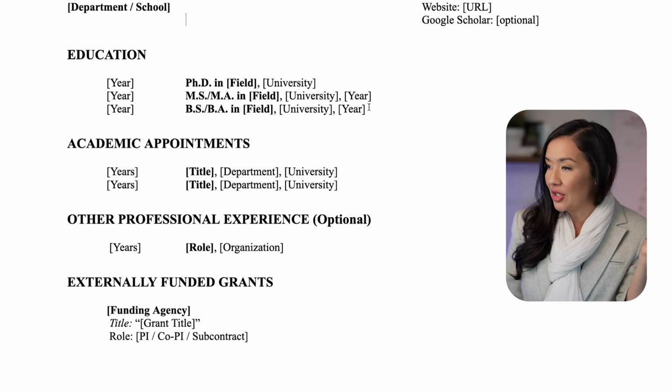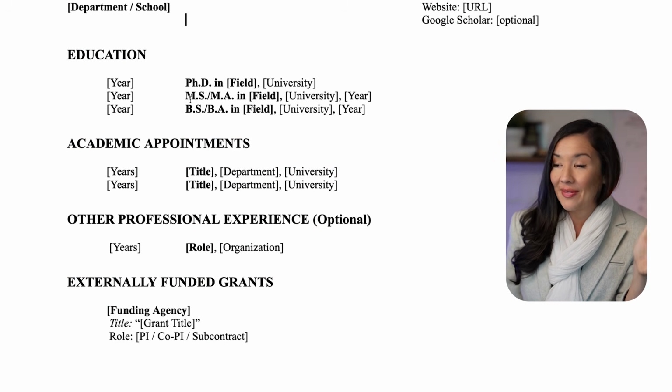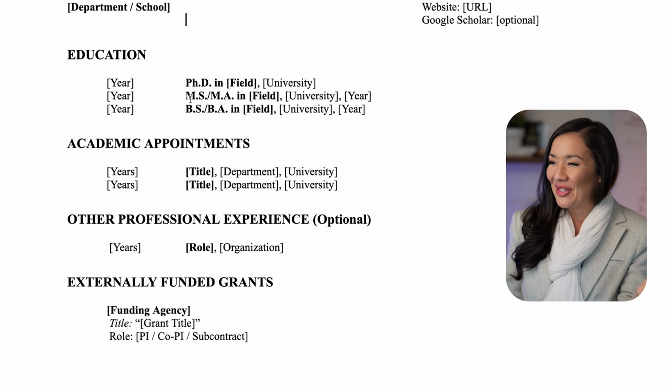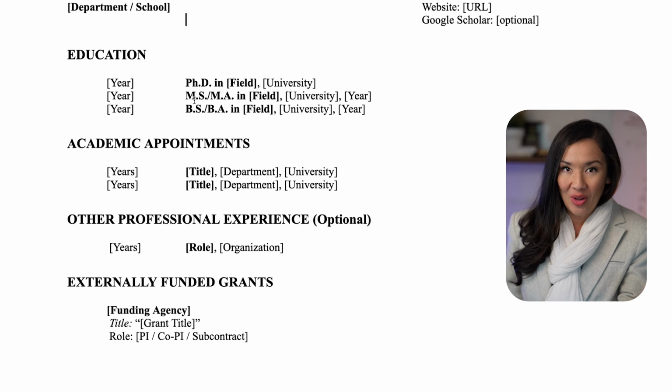The next parts are pretty straightforward. This is where you just list the specific degrees that you have. You want to put this on top because a lot of times people are applying for jobs that they're not qualified for. So you want to make sure that they're aware that you're qualified for the job.